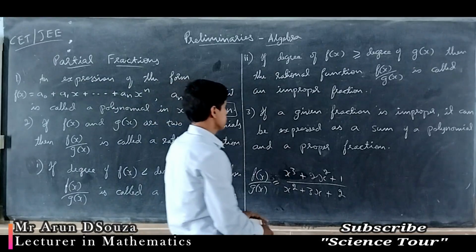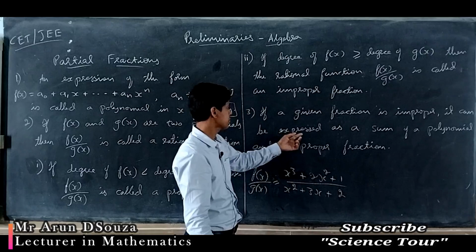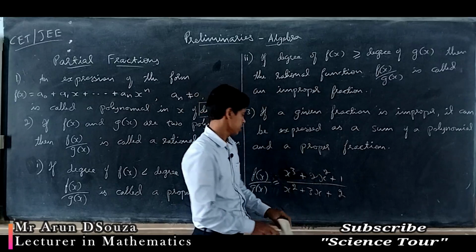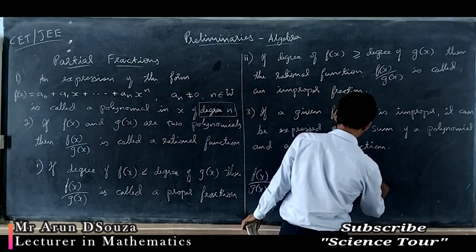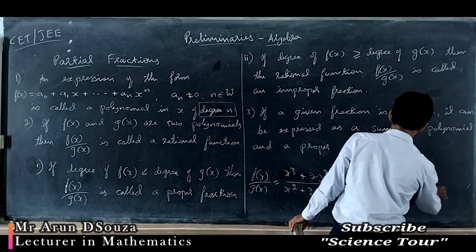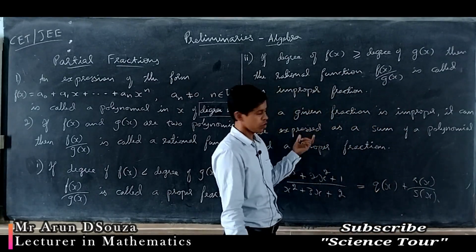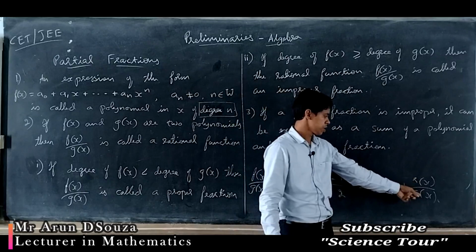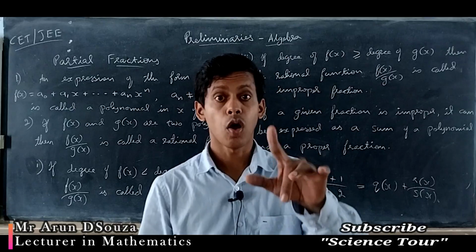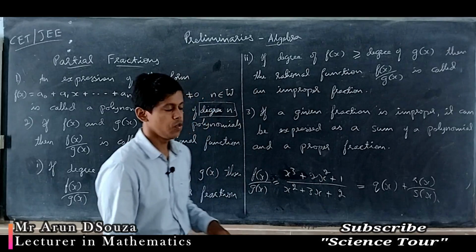Now if you have an improper fraction, then it can be expressed as a sum of a polynomial and a proper fraction. So this can be expressed as, let us say, q of x plus r of x by s of x, where q of x is a polynomial and r of x by s of x is a proper fraction. That can be done by the long division method. I hope you remember that long division method.